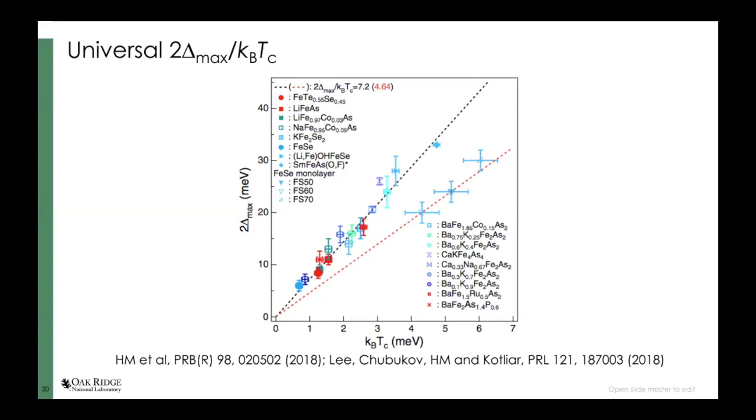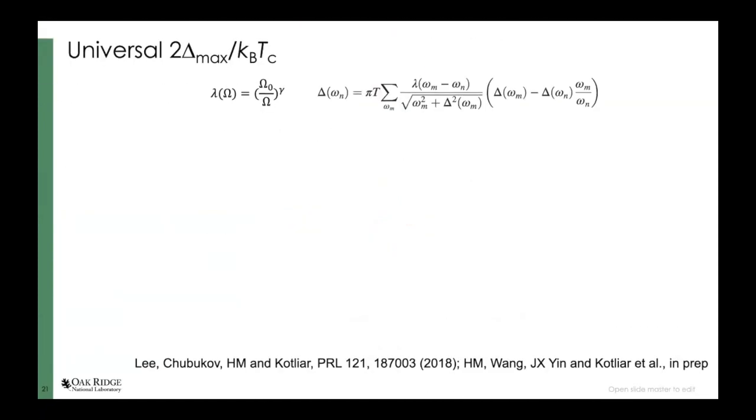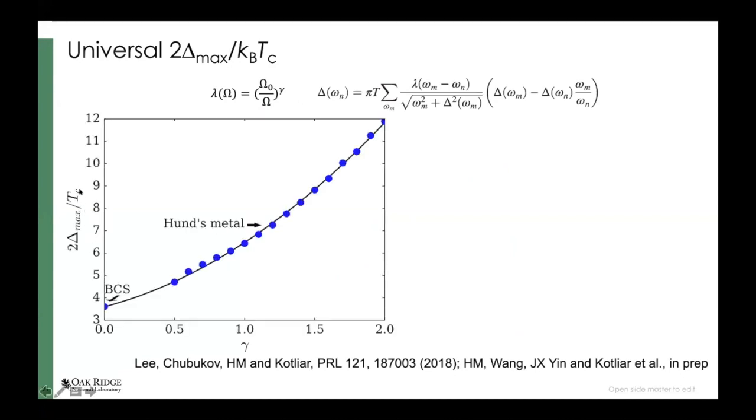So then we pose the question to Gabi, how do we understand this universal scaling? And it turns out there's a good idea that basically you can try to do the Eliashberg equation, but instead of electron-phonon coupling, you put the spin fluctuation in there. This is the spin fluctuation correlator, but here you're going to have an exponent gamma that depends on which system or what physics you want to work with. And you can plot the 2 delta max over kBTC as a function of gamma. And where the Hund's metal physics could play a role.